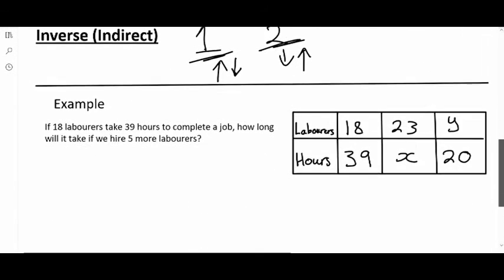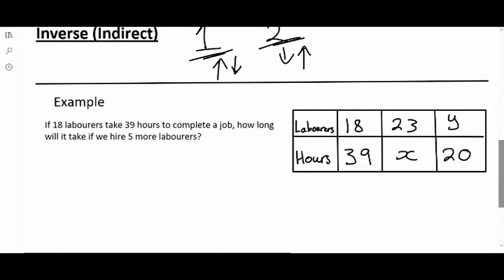But on the other hand, if we have 18 laborers, in other words 18 workers, and they take 39 hours to complete a job, so it's laborers to a job, how long will it take if we hire 5 more laborers? Now logic dictates that the more workers we have, the less time it'll take to complete a job. If you hire more workers and it takes more time, what are you doing? You need to go and shout at your workers, because that is just craziness.